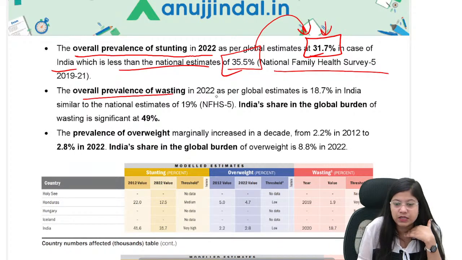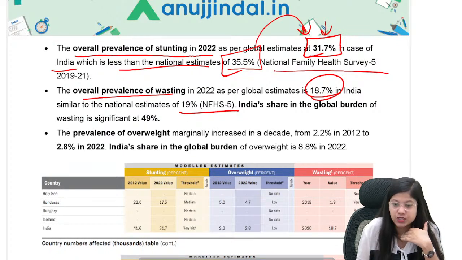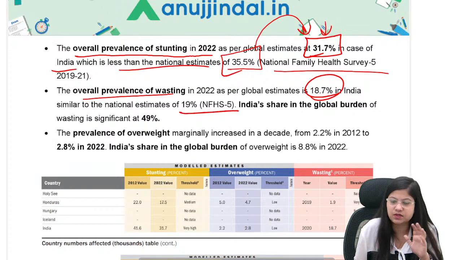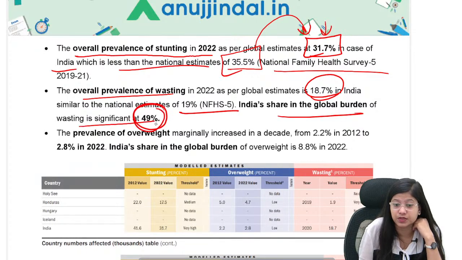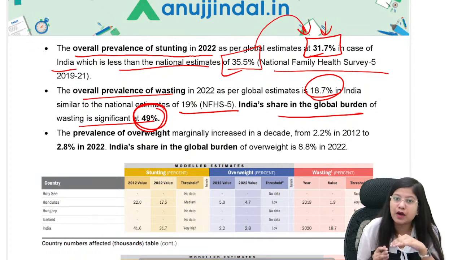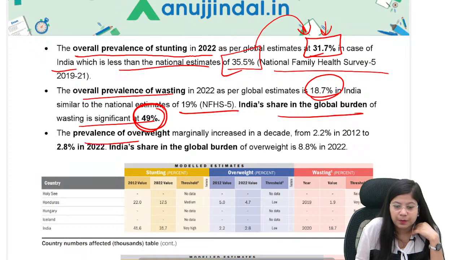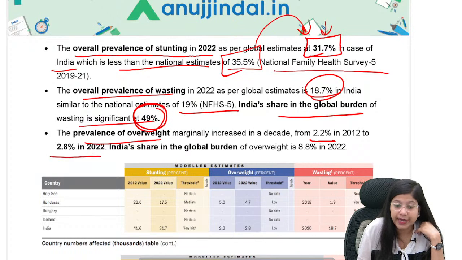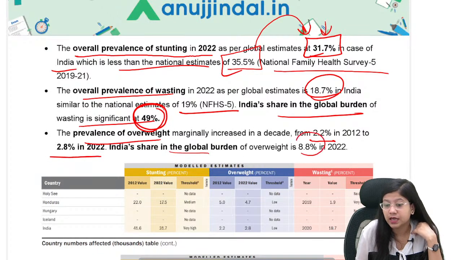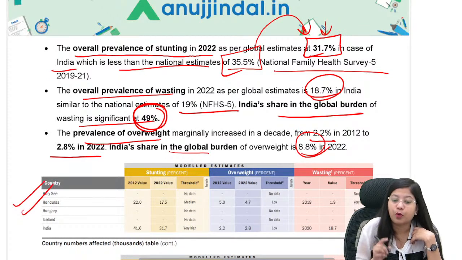The overall prevalence of wasting in 2022 is 18.7% in India, and NFHS has forecasted 19%, which is similar. India's share in the global burden is 49%. Approximately half of the wasted children in the world reside in India. The prevalence of overweight marginally increased in a decade from 2.2% to 2.8%, and India's share is 8.8% in 2022. And this is the picture from the report only.